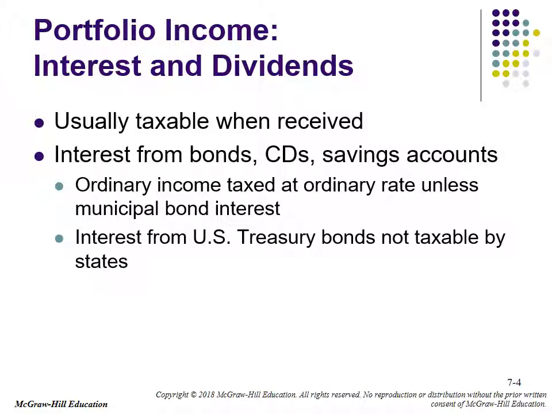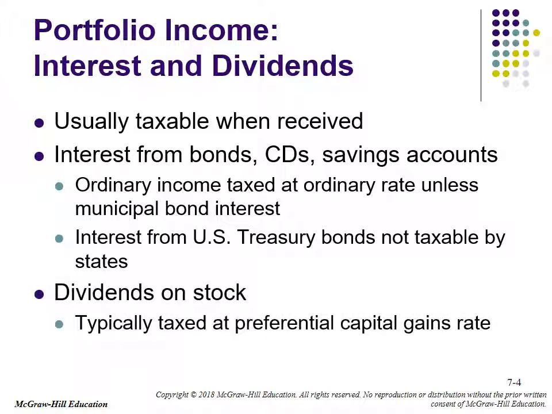Ordinary income taxed at ordinary rates. All interest is taxed at ordinary rates, unless it's municipal bond interest, then it's not taxed at all. And we've already talked about that. Interest from U.S. Treasury bonds are not taxed by the states, but it is taxed for federal purposes. Dividends are earned on stock, and these are typically taxed at lower tax rates, and we'll talk about that a little later.